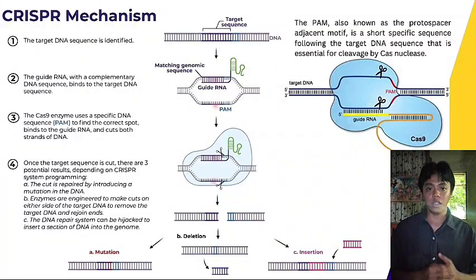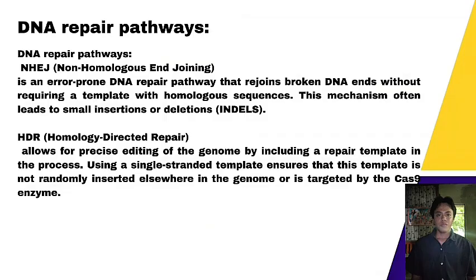Scientists can provide a new piece of DNA, which the cell inserts into the break, replacing the original gene with a new one. In essence, CRISPR-Cas9 allows us to precisely target, cut, and modify DNA sequences, offering powerful possibilities for gene editing. When CRISPR-Cas9 cuts DNA, the cell's natural repair mechanisms kick in. Let's explore these pathways.